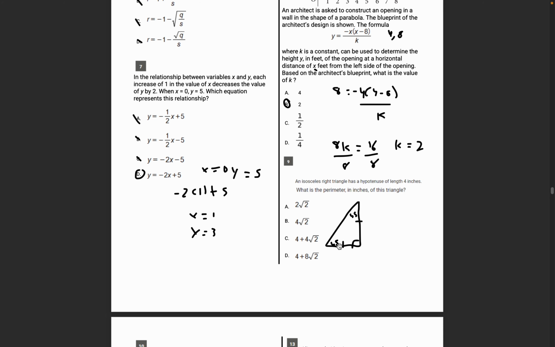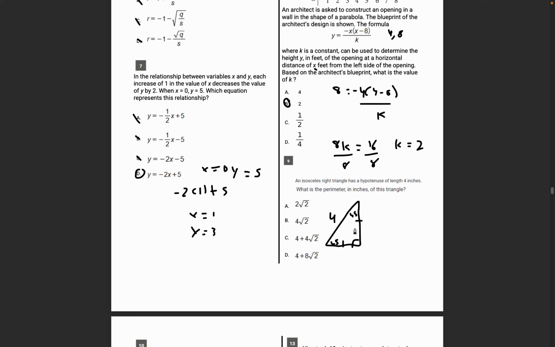90, because this is x plus x plus 90 has to equal 180. 2x plus 90 equals 180, minus 90, 2x equals 90, and divide by 2, x equals 45. And isosceles has a hypotenuse length of 4. Okay, so when we have isosceles, this is x root 2, right?